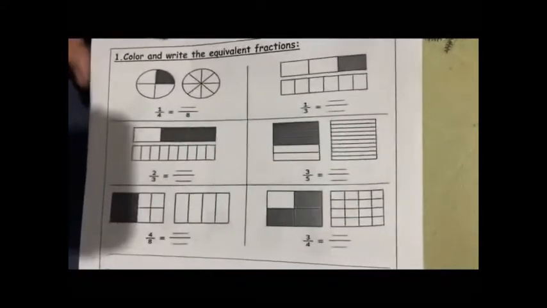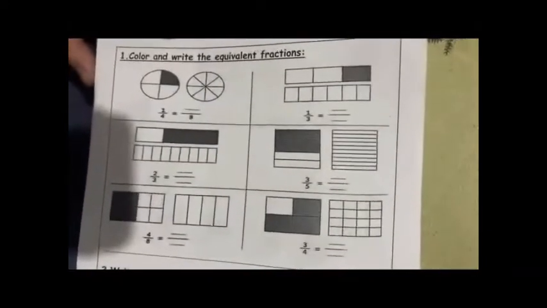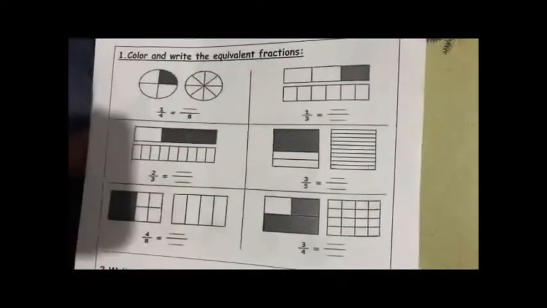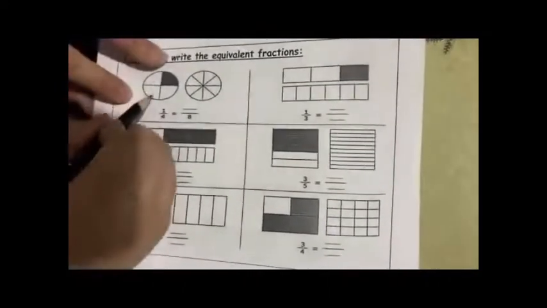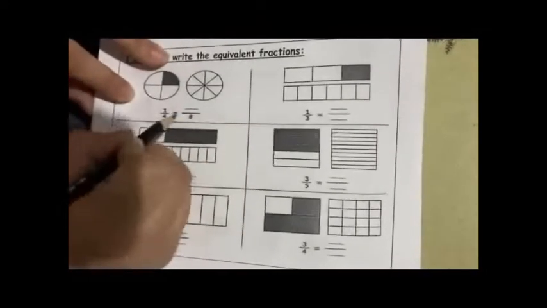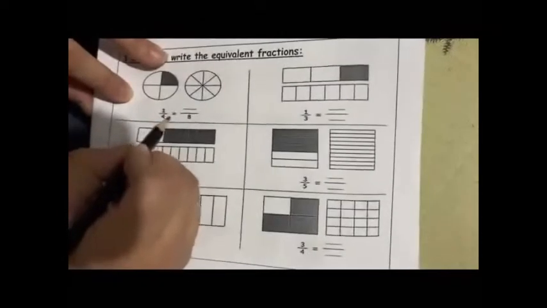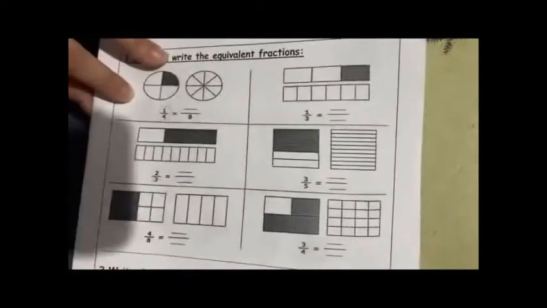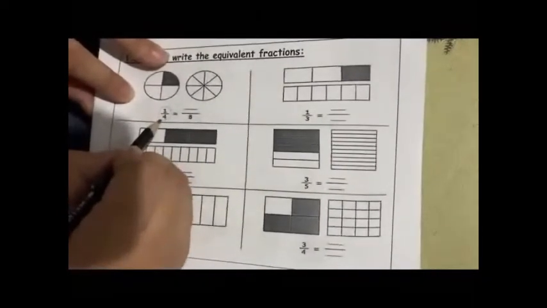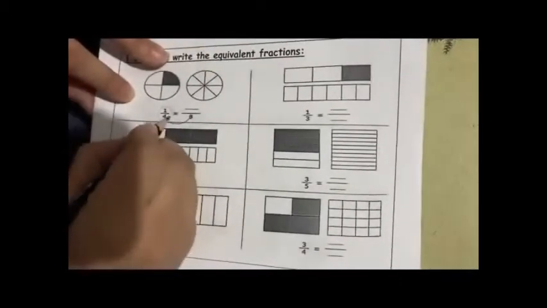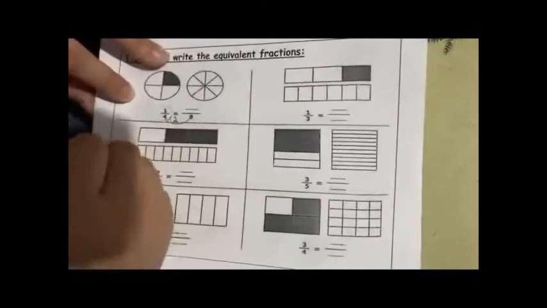Now we are in the second page in chapter 4. Color and write the equivalent fractions. Here, I have a quarter. What is equivalent to the quarter? First of all, for the 4, I will look to the completed fraction. Okay? Quarter. Here, the 4 becomes 8. It gets bigger, which means I did times 2.